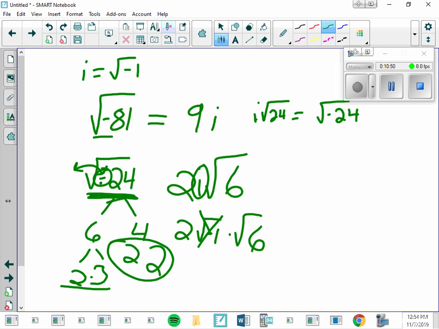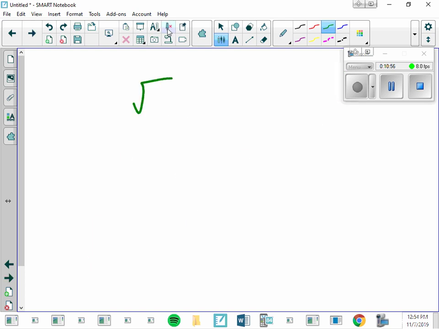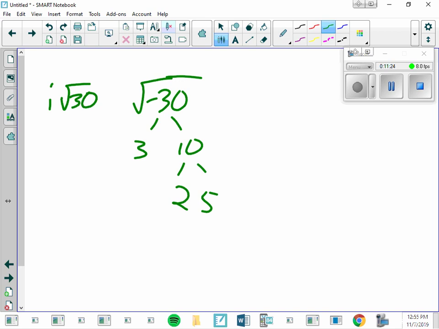We're learning some of the rules of simplification today. All right, what if I had the square root of negative 30? That's 3 times 10, 2 and 5. What can I pull out? Almost nothing. There is one thing I can bring out. It's a trick question. The negative, which turns into i. So this is i root 30.